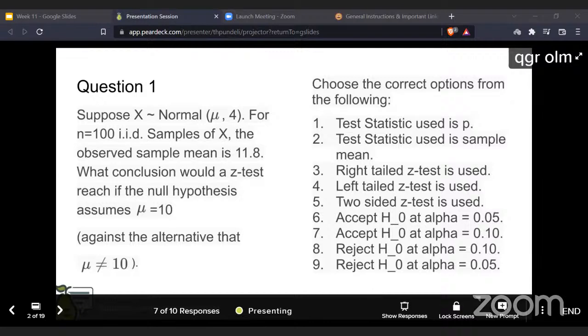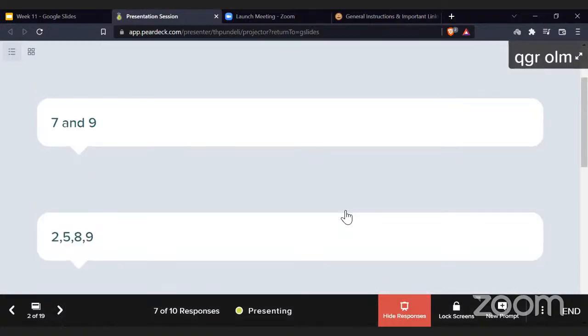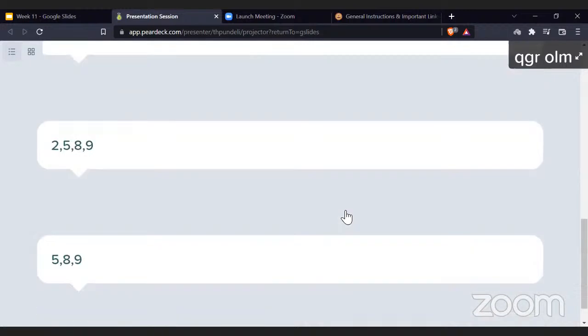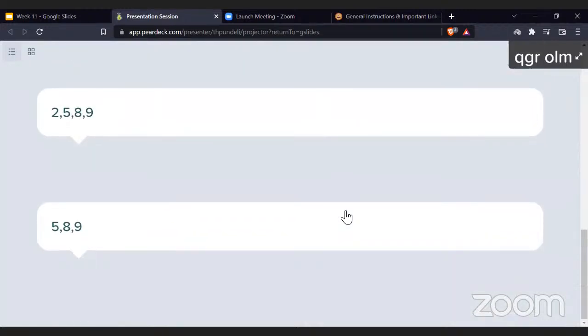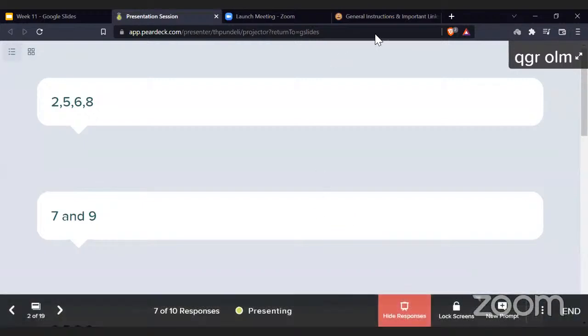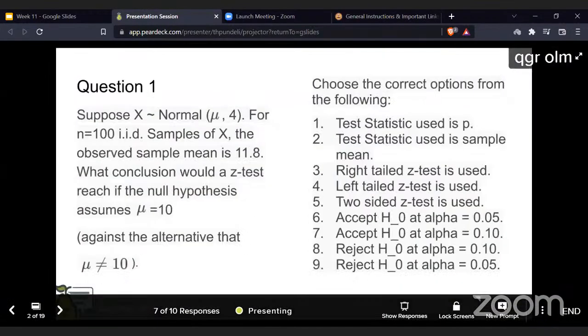2, 5, 6, 8, 7, and 9. So most of the answers I could say are 4, 5, 8, 9. Okay. So let's see what is going to be the answers for this.